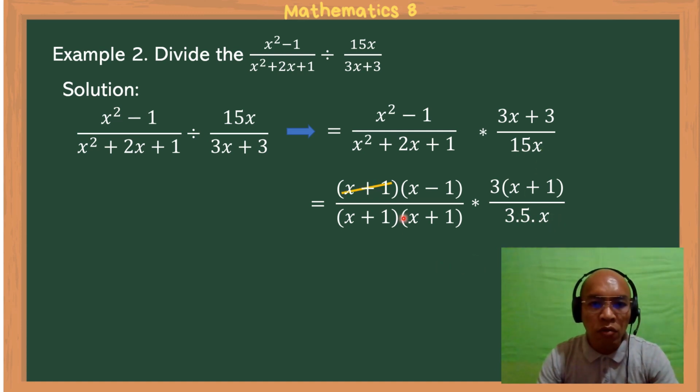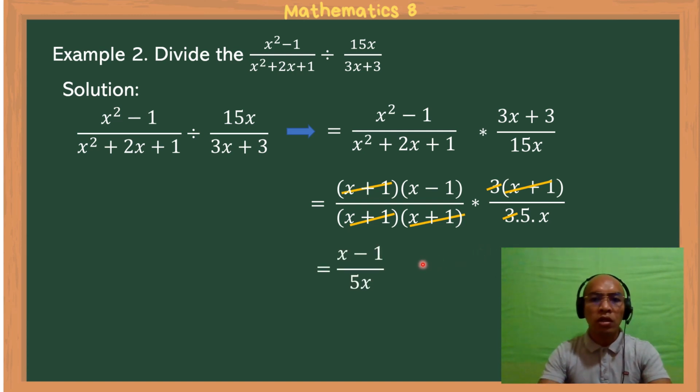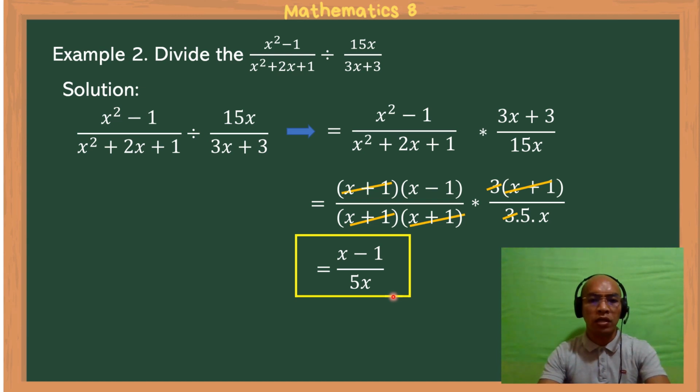Okay, cancel out the common factors. So x plus 1 and x plus 1 cancel out, and x plus 1 will be cancelled out also. So 3 and 3 are also common factors. We can cancel them out. So what is left in the numerator is x minus 1, all over 5 times x. So that is 5x. So this is now the quotient when this expression is divided by this expression.